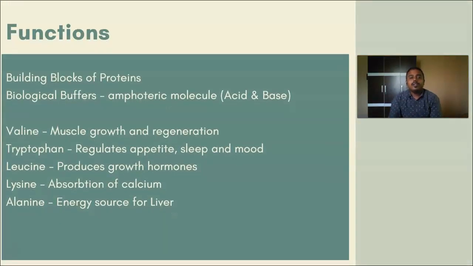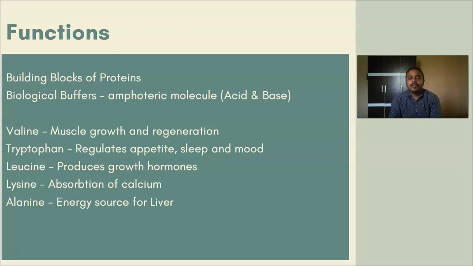Now we will see the functions of amino acids. Already we have mentioned they act as the building blocks of protein, which is a very important function of amino acids. Apart from that, they have one unique property called being an amphoteric molecule. That is, it can act both as an acid as well as a base depending on the situation. Because of this unique property, it acts as a biological buffer in our body. So these two are the most important functions of amino acids.